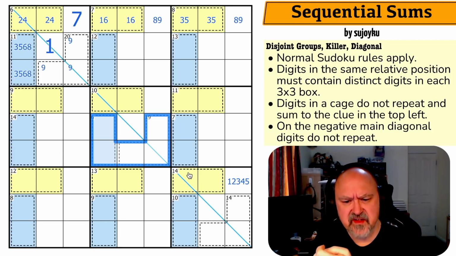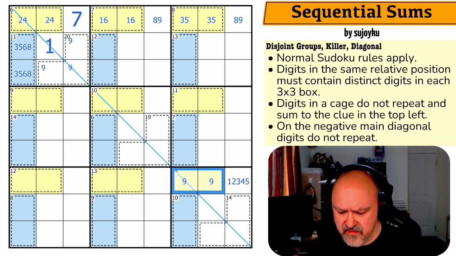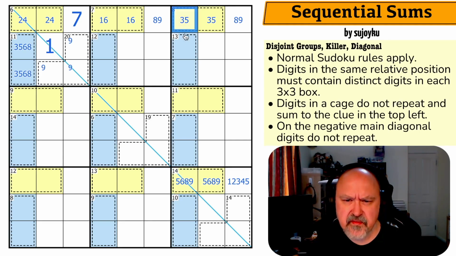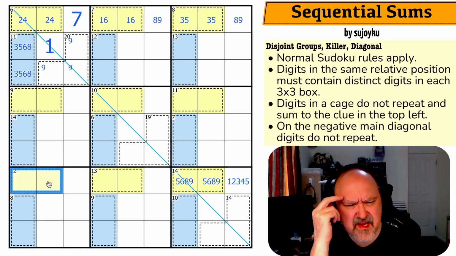So 14 is either 9, 5 or 8, 6. It's the only possibility. This 3, 5, is that doing any... The thing is, these are playing on all of these cages as well, and I can't see how to use that.